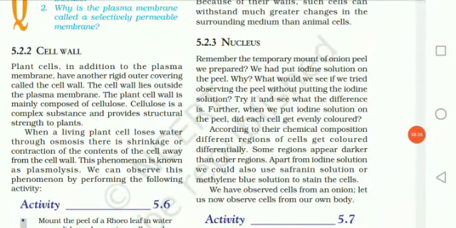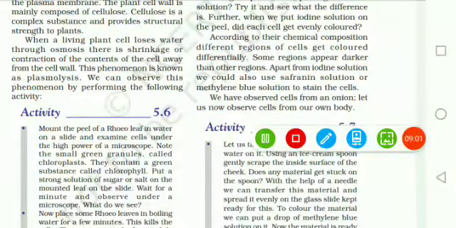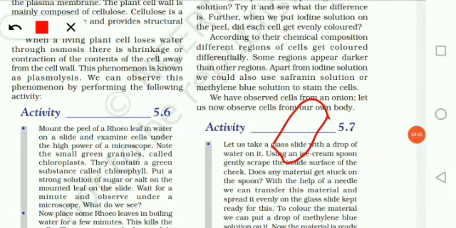Okay, now coming to the nucleus. In the chemical composition of the different regions of the cell, it gets colored differently. Some regions appear darker. Apart from iodine solution, we also use safranin, etc. The area which is dark is known as the nucleus. When you saw the onion cell, you had the dark portion over here. So this is the nucleus.